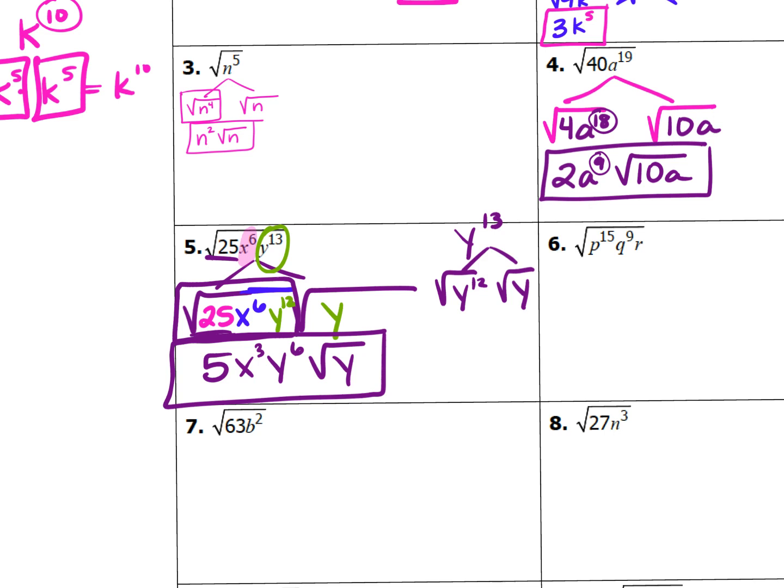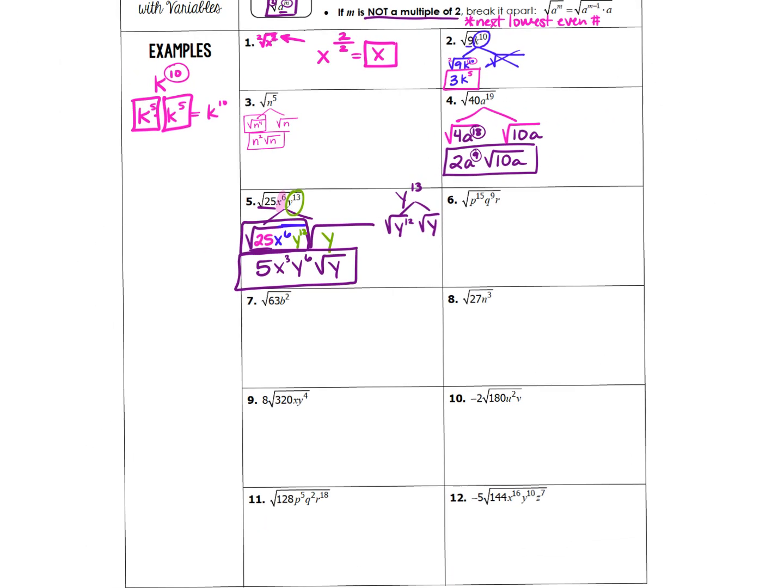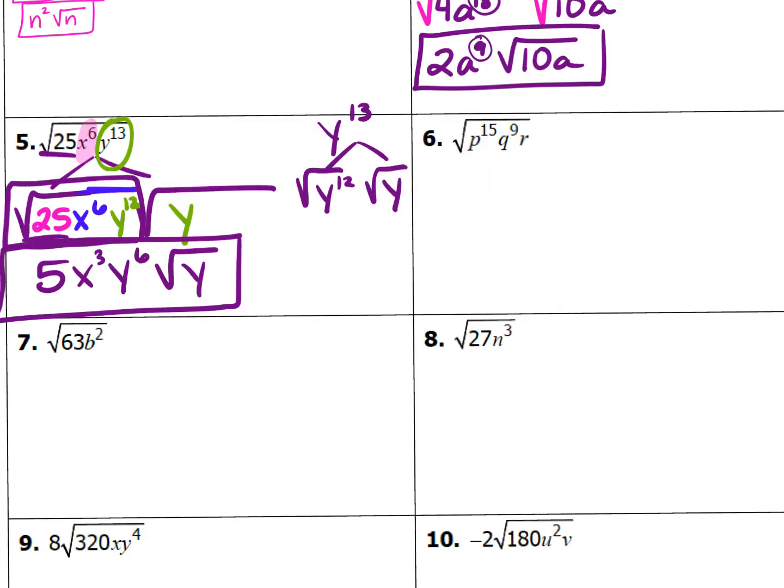Okay. Okay. Why don't you try number 6 right now? Try number 6. Okay.